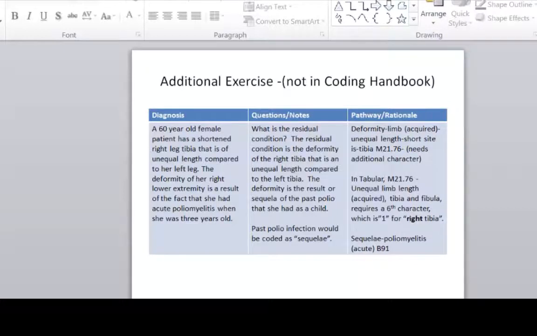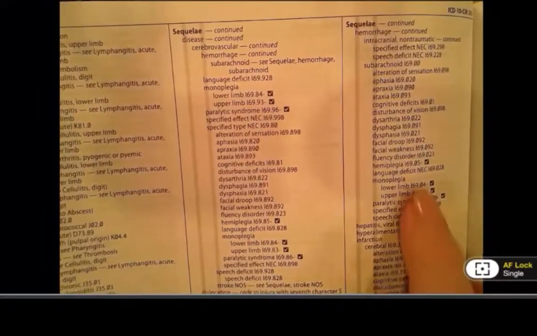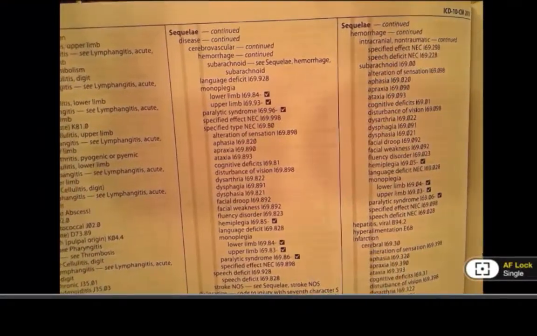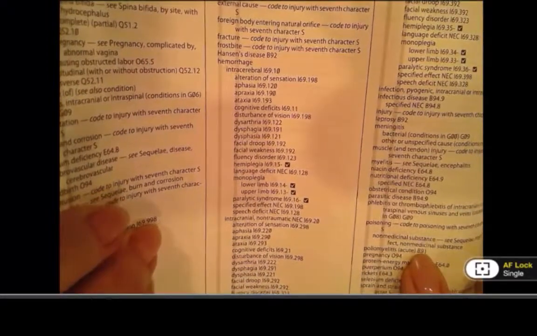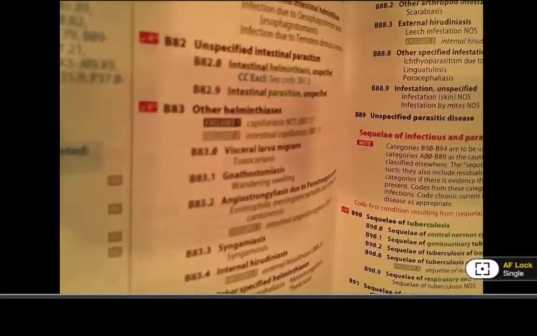The next thing we have to look for is the sequela of the polio. So that is going to be the main term sequela, subterm poliomyelitis, B91. So let's go to our alphabetical index, and here we are under sequela. We're going to go all the way to the P's. Poliomyelitis, B91. So now you're going to go back in your tabular to B91, and it's a very simple code in this case, sequela of poliomyelitis. So B91 is the correct code in this situation.